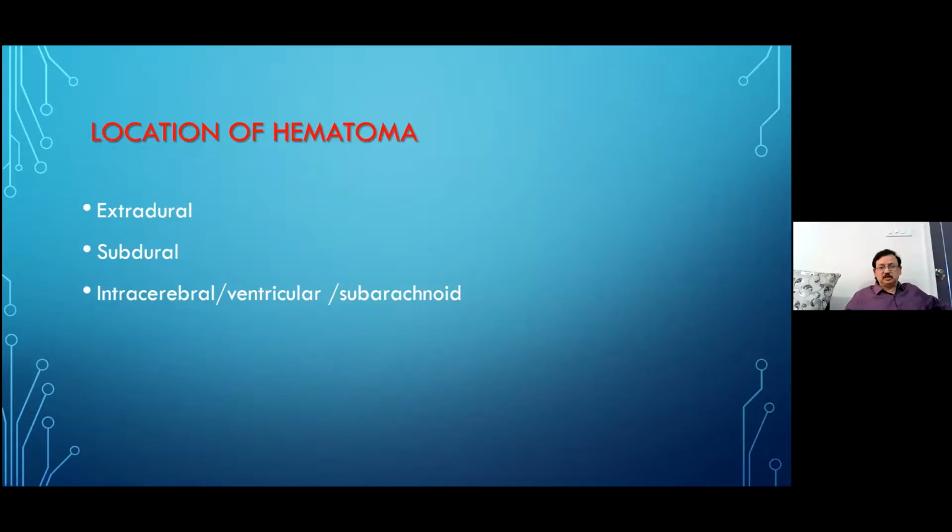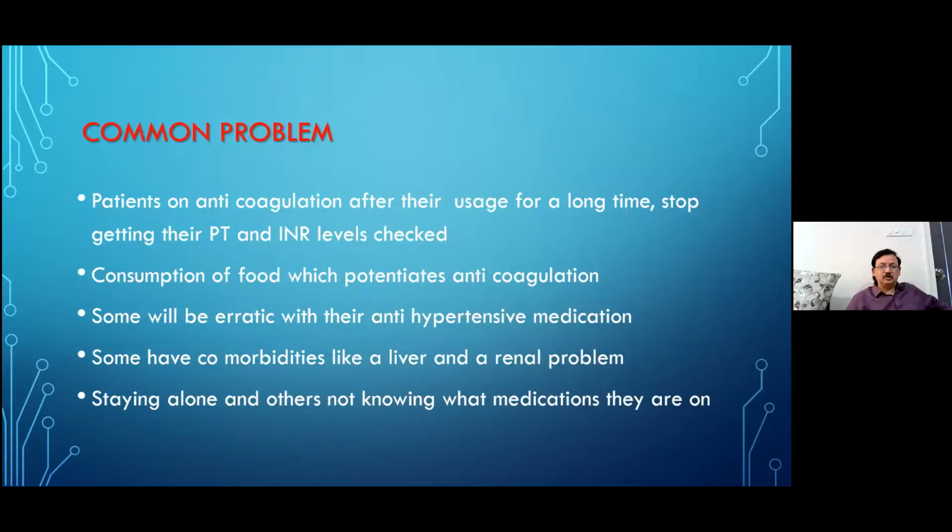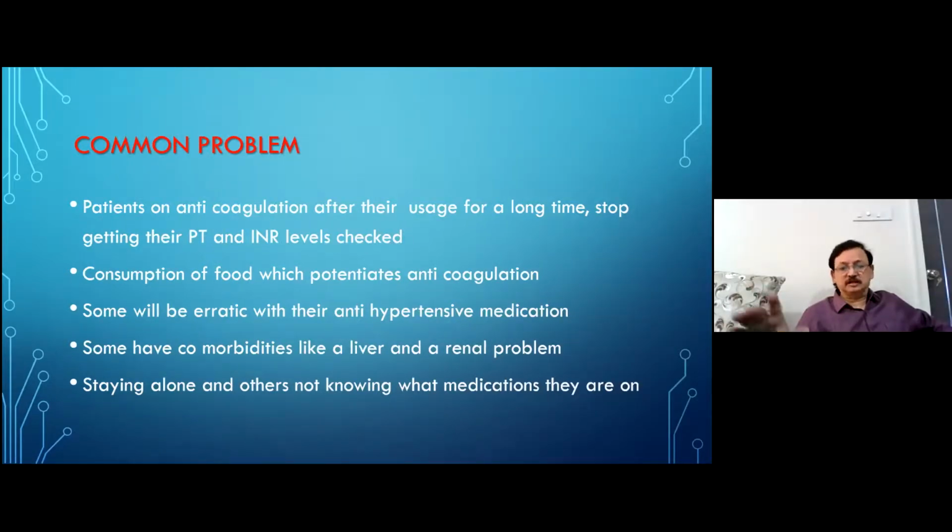In the location of hematoma, the location could be anywhere. It could be extradural, subdural, intracerebral, ventricular, or subarachnoid. Wherever, at all planes, you can have hematomas in these patients. What is the common problem? The patients on anticoagulants, after a certain period of usage, take it for granted. They stop getting their PT, INR levels checked. They stop coming to the hospital, but one fine day they'll be found unconscious and brought to the hospital. They consume foods they were told not to consume, like green leafy vegetables, tomatoes, and other things, and their anticoagulation goes haywire and they'll again be brought in an unconscious state.